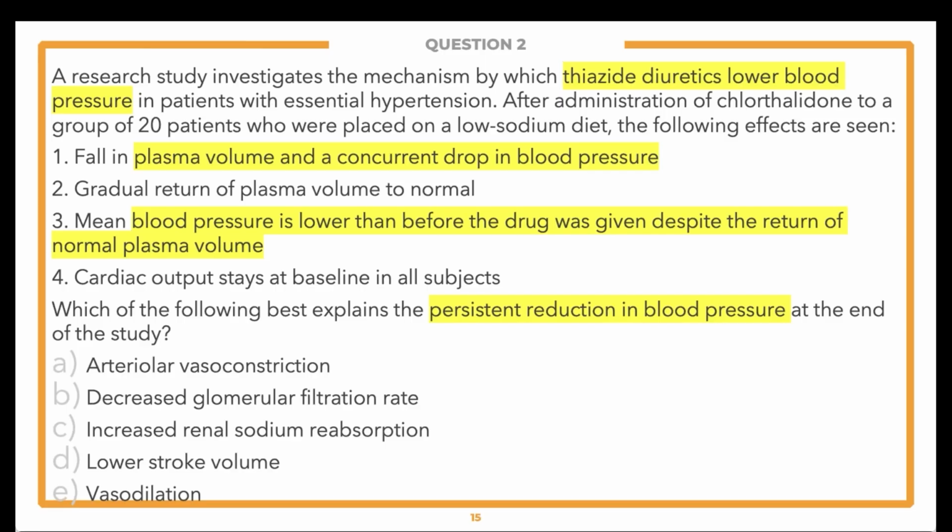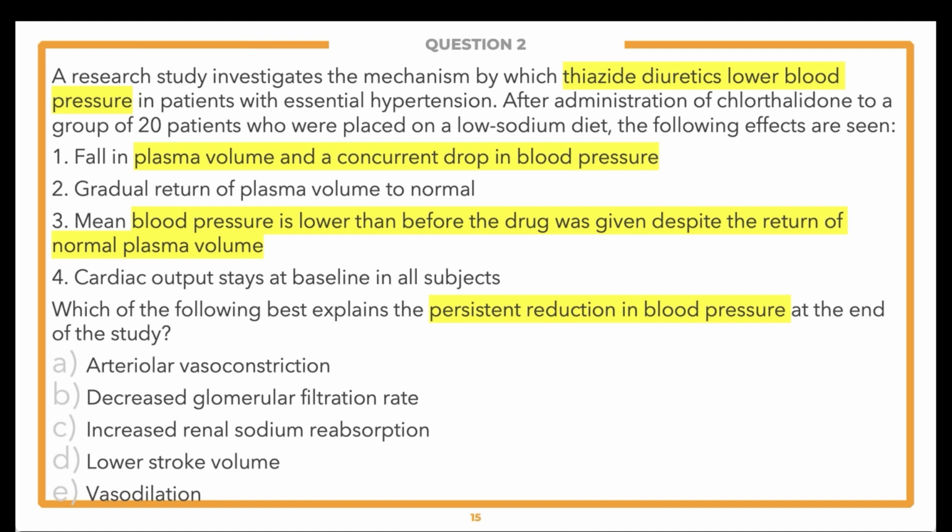All right, let's go through the options here and we'll talk about this. Option choice E is vasodilation. Option choice D, lower stroke volume. Option choice C, increased renal sodium reabsorption. Option choice B, decreased GFR. Option choice A, arteriolar vasoconstriction.